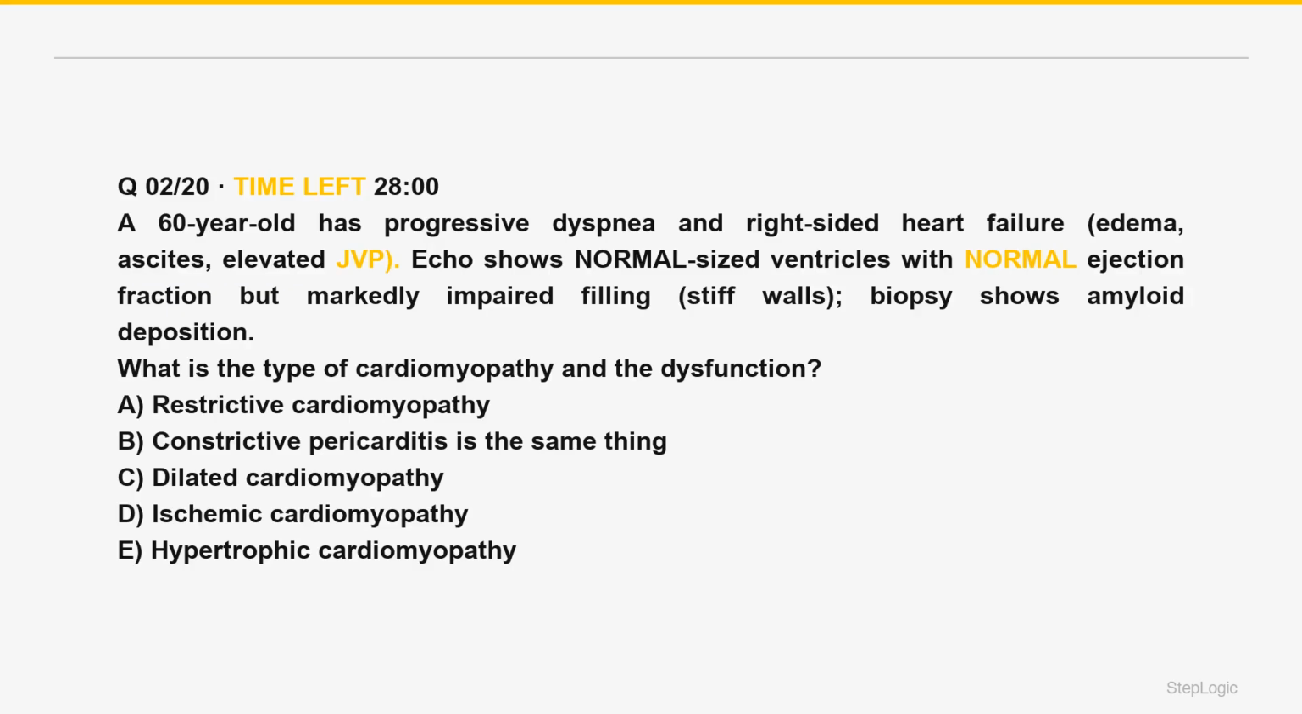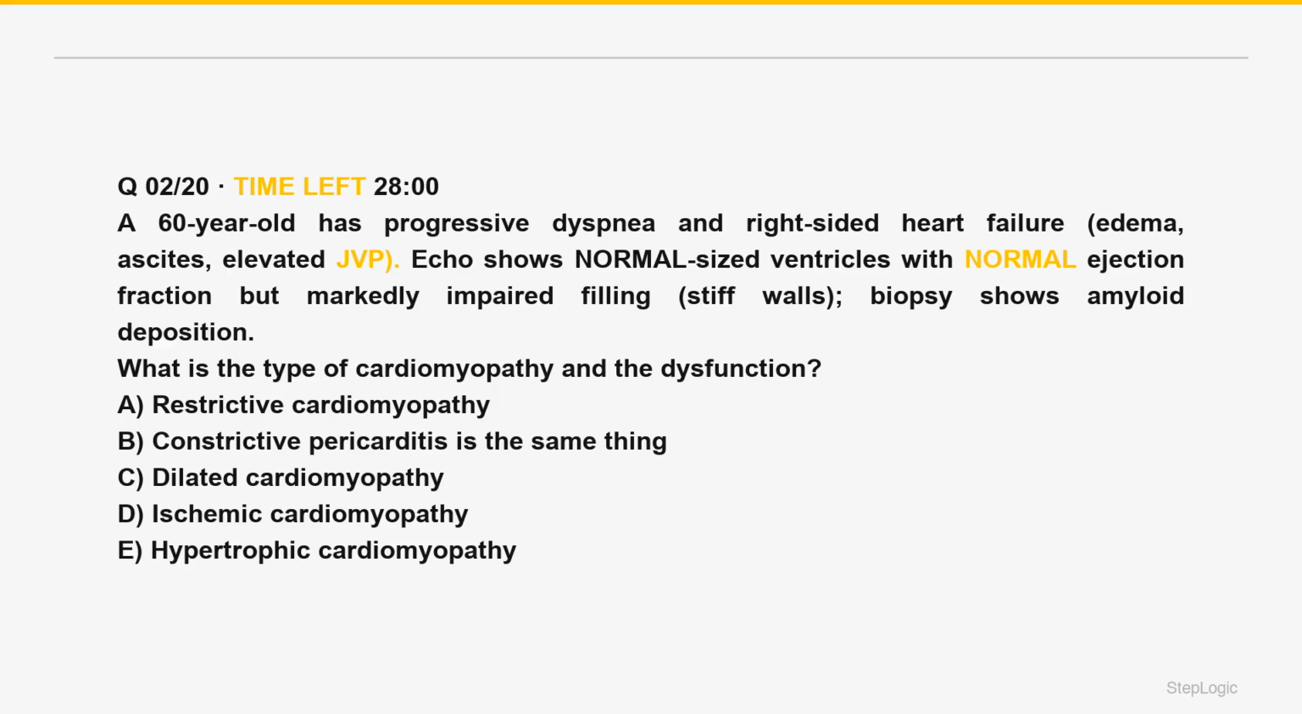What is the type of cardiomyopathy and the dysfunction? A 60-year-old has progressive dyspnea and right-sided heart failure: edema, ascites, elevated JVP. Echo shows normal-sized ventricles with normal ejection fraction, but markedly impaired filling and stiff walls. Biopsy shows amyloid deposition. Read the command: type of cardiomyopathy and dysfunction.